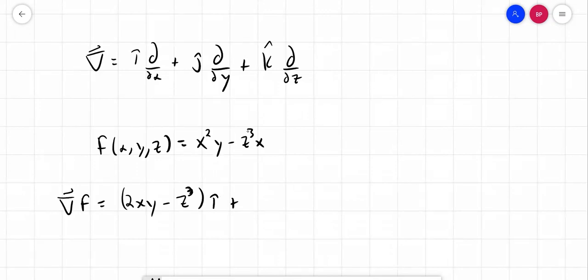Plus the derivative with respect to y. Well, this is the only y here. It's linear, so the derivative with respect to y is just x squared. That's in the y direction. And then we have to add the derivative with respect to z in the z direction. Well, this is the only z here, so the derivative of this is minus 3z squared x. And that's in the z direction.